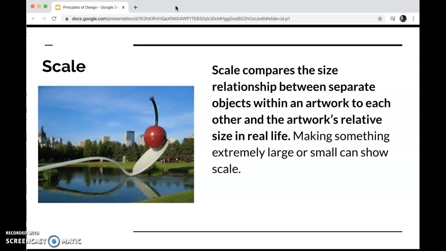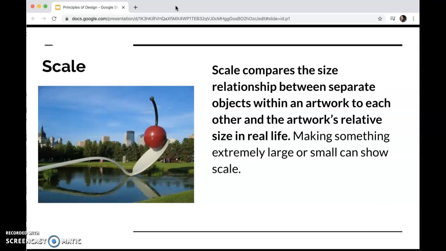Scale has to do with the size relationship between different objects within a sculpture, or even of the sculpture compared with the space that it's put in. So my example on this slide is the famous cherry and spoon sculpture that you can view over at the Walker Art Center Sculpture Garden. And this is an object that would normally be something you could fit in your hand, and it's been made much larger than it is in real life. And that is a use of scale, but scale on a large size.